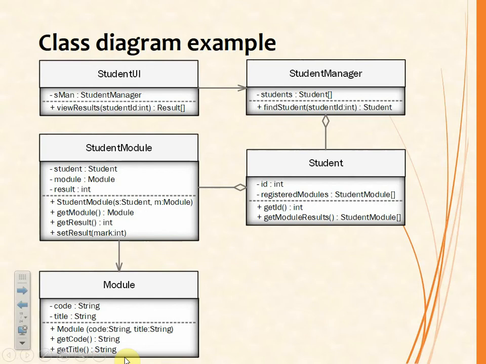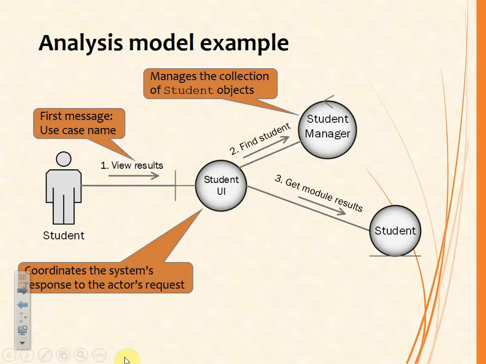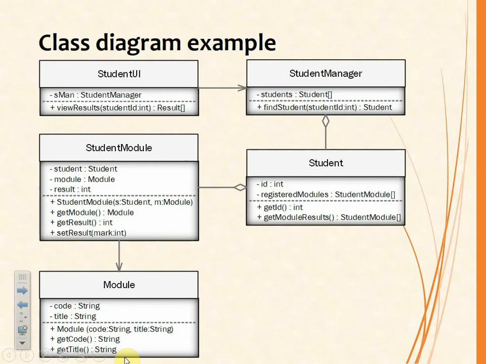The name of the message becomes the name of the method, showing very clearly the linkage in our thinking from analysis to design. And that will happen with student manager as well. Student manager receives a message find student, and so in the student manager class there's a method called find student. And here is where we put the details such as parameters and return types.